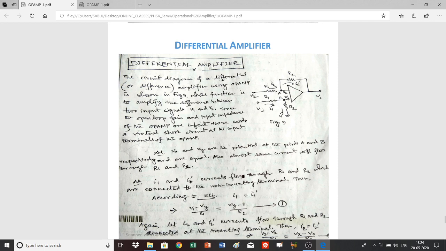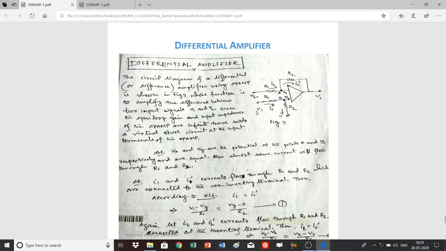That is, if V1 is the input voltage applied to the non-inverting terminal and V2 is the voltage applied to the inverting input terminal, then this type of differential amplifier will deliver an output voltage which is proportional to the difference of the voltages, or amplifies the difference voltage.